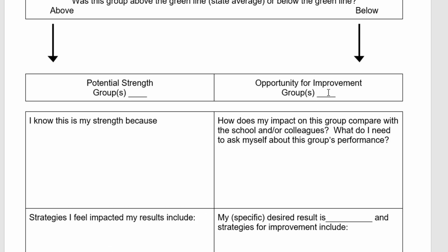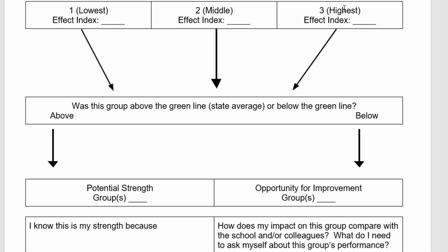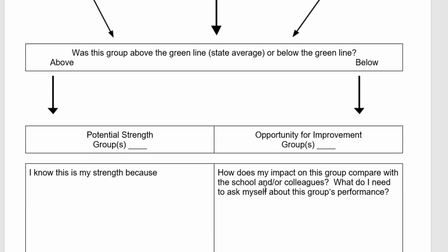Then she needs to look at her opportunities for improvement. Well, the biggest one is the highest group, because she did not meet growth. It was like a -5 point something. So she would put that group here, but she does not also want to leave out that she didn't do that well with her lowest either. So she needs to ask the question, how does my impact on this group compare with the school and or colleagues?